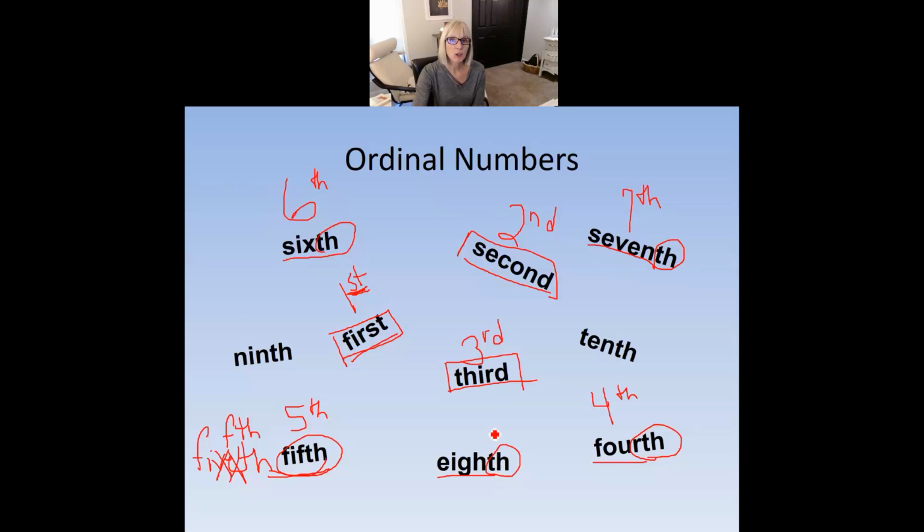Eighth is a little different. You do not use 2 T's. Okay, so there's only 1 T. Eighth. Ninth, the E is gone. There's no E. And 10th, number 10 with TH. 10th.